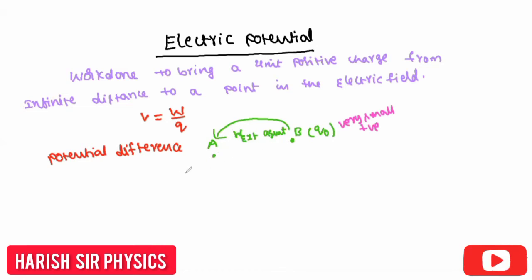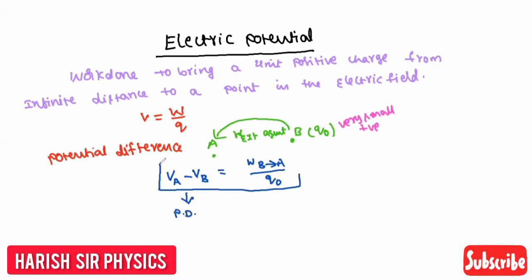The difference between these two points, potential VA minus VB, is equal to the work done by the external agent from B to A divided by the unit positive test charge, so that is Q naught. So this VA minus VB is the potential difference. VA minus VB is equal to work done by the external agent from B to A divided by Q naught. This is a scalar quantity.